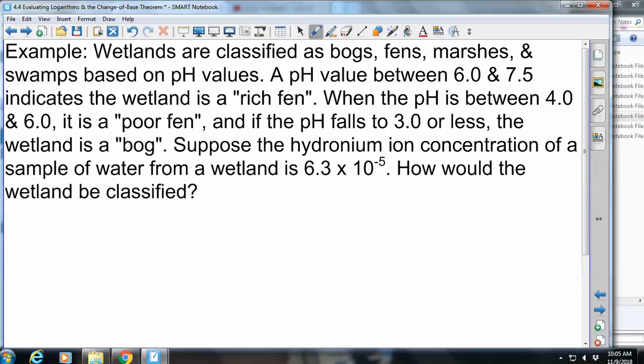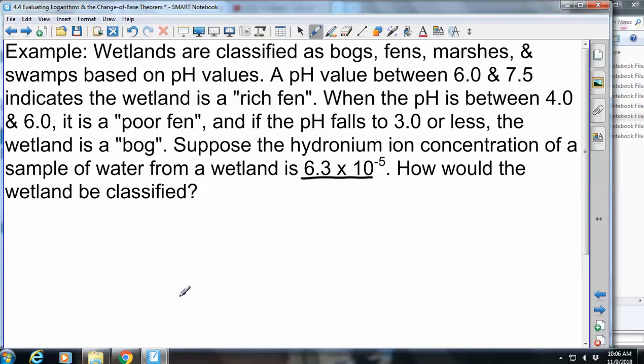So next example, still talking about pH. Wetlands are classified as bogs, fens, marshes, and swamps based on their pH values. If the pH is between 6.0 and 7.5, it's a rich fen. If it's between 4.0 and 6.0, it's a poor fen. And if the pH is 3.0 or less, it's a bog. Suppose the hydronium ion concentration is 6.3 times 10 to the -5. How would we classify it?